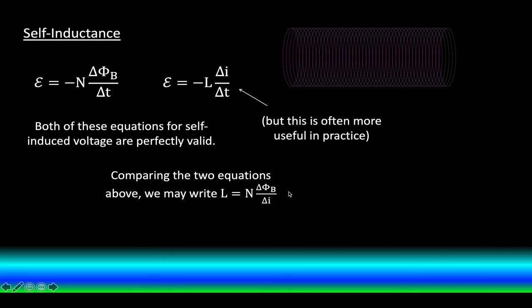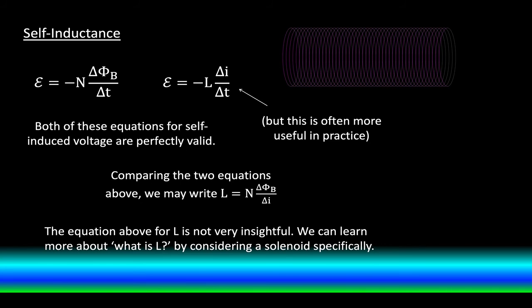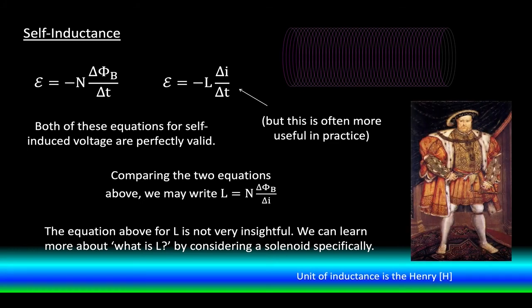Now, comparing these two equations, I could learn something about what is this constant L. We have a number of coils. We have a change in magnetic flux with respect to changing current. But this term here doesn't really tell me anything about what L really is. It doesn't help give me a good visualization of what L is. So we're going to demonstrate what we mean by self-inductance through an example problem. And when you're working with inductance problems, the unit of inductance is the Henry.